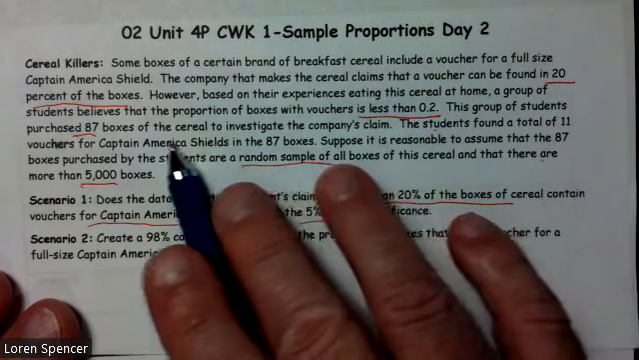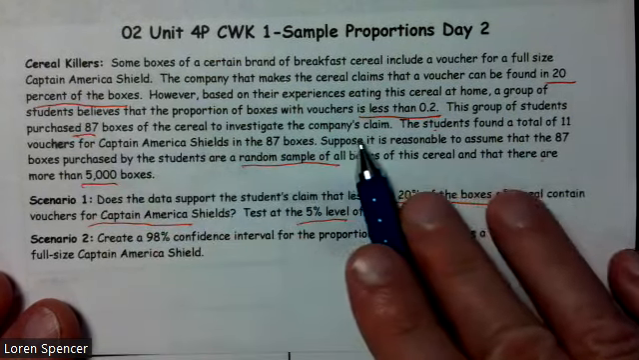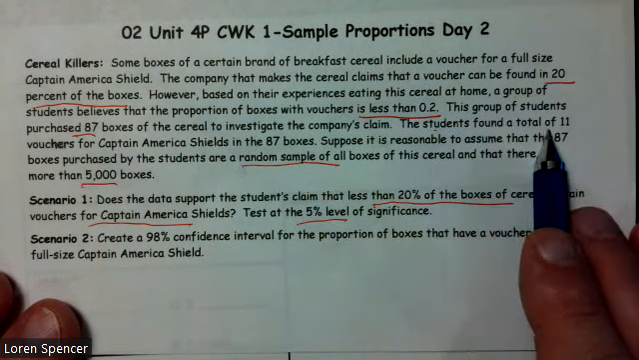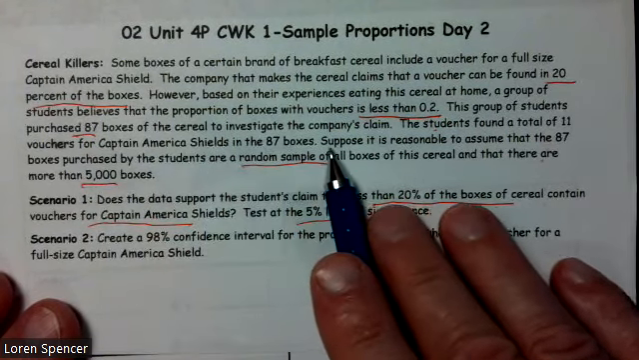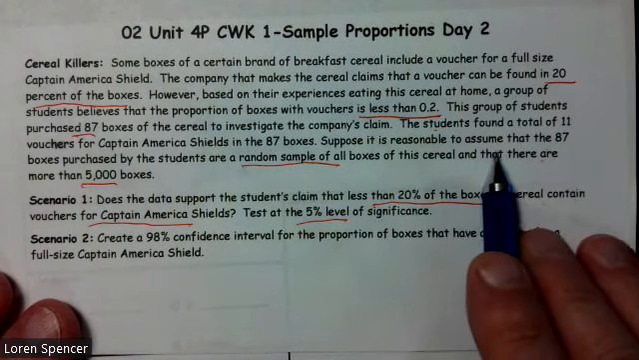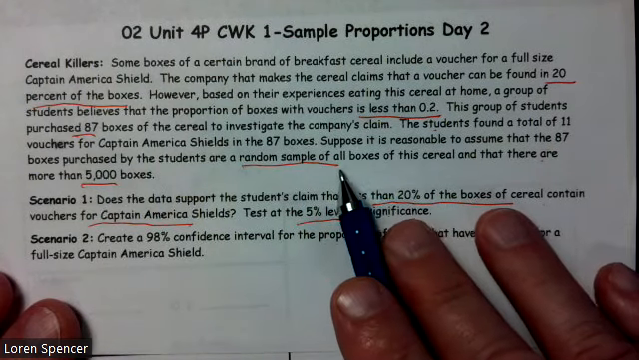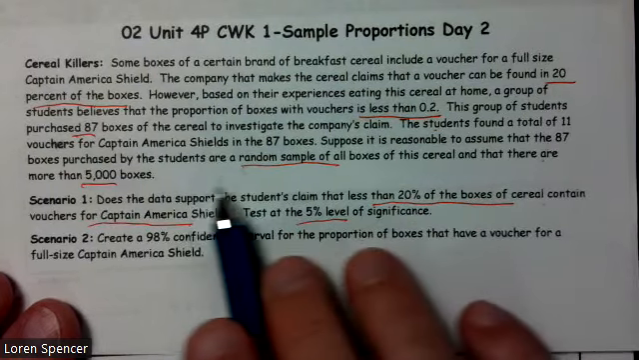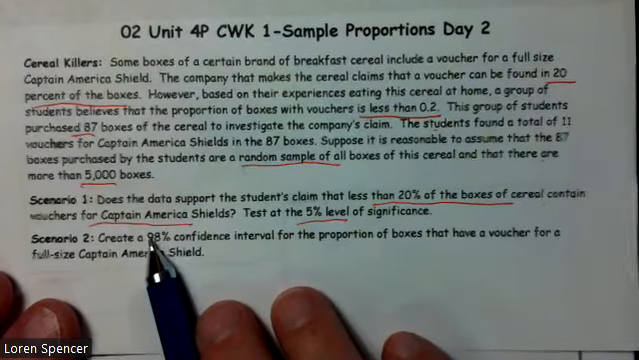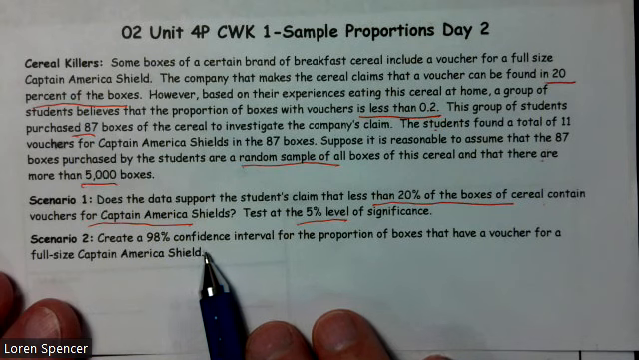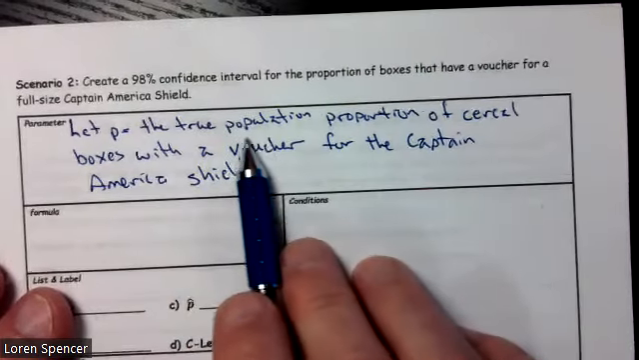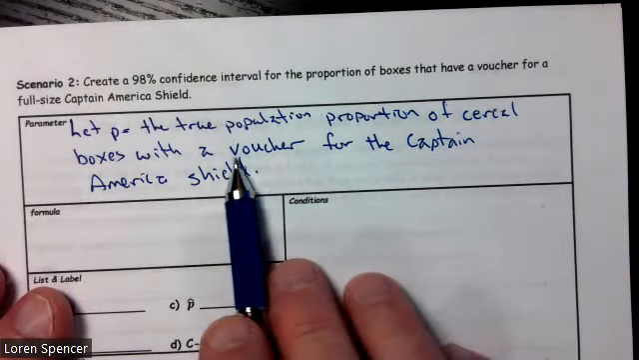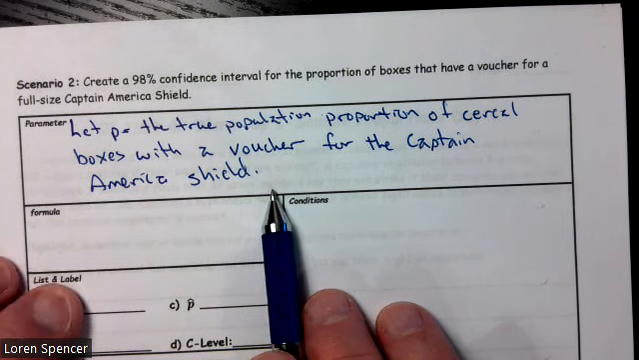This group of students purchased 87 boxes to investigate the company's claim. The students found a total of 11 vouchers for the Captain America shield in the 87 boxes. Suppose it's reasonable to assume that the 87 boxes represent a random sample and that there are more than 5,000 boxes. We're supposed to create a 98% confidence interval for the proportion of boxes that have a voucher. So let p equal the true population proportion of cereal boxes with a voucher for the Captain America shield.